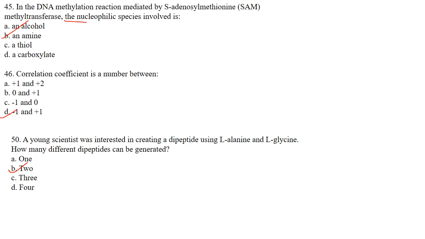Answer is option D. A young scientist was interested in creating a dipeptide using L-alanine and L-glycine. How many different dipeptides can be generated? So using alanine and glycine, you can have only 2 dipeptides. That is alanine at the N terminal and glycine at the C terminal, or else glycine at the N terminal and alanine at the C terminal. So how many dipeptides can be generated? 2. Answer is option B.